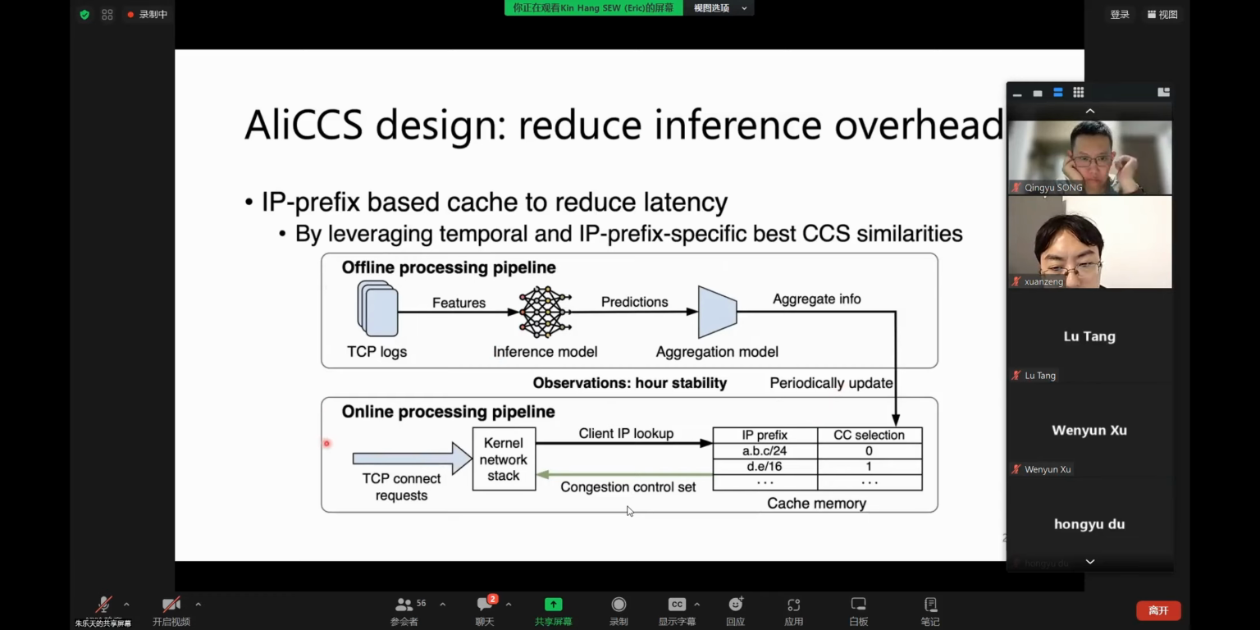For the online processing pipeline, when there are new incoming TCP connection requests, we will search the cache memory. If there is a cache hit, then we can set the CCS immediately. If there is no cache hit, we can fall back to the default configuration.